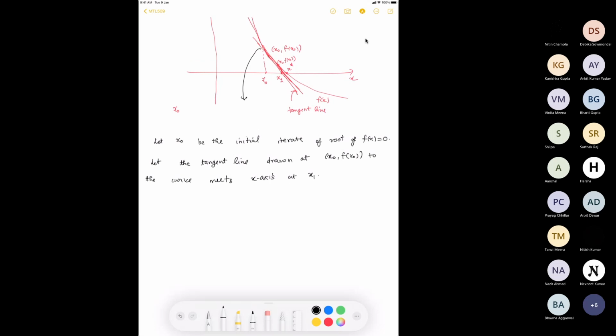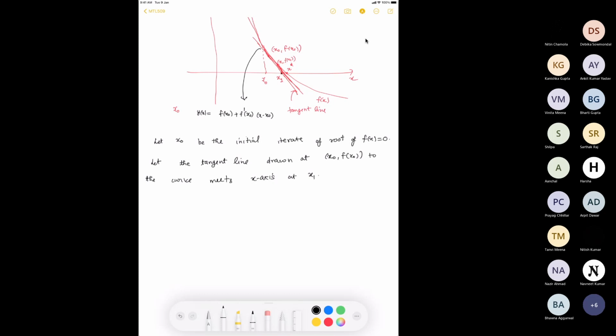So it is passing through (x naught, f(x naught)). So y minus y naught equals dy by dx times x minus x naught. Right, so you will be able to write it explicitly. It is going to be f(x naught) plus, using the slope at x naught, f prime of x naught into (x minus x naught). So this is going to be y at x, right?